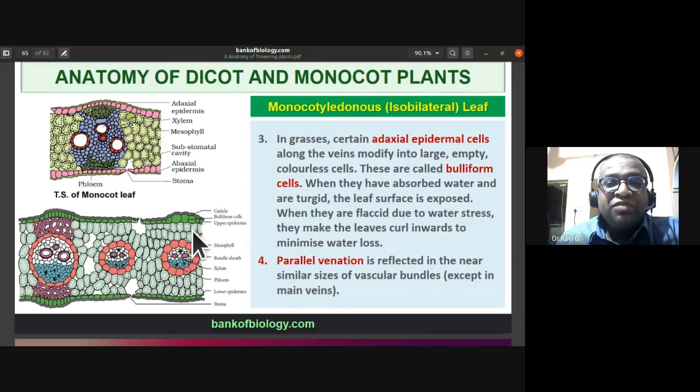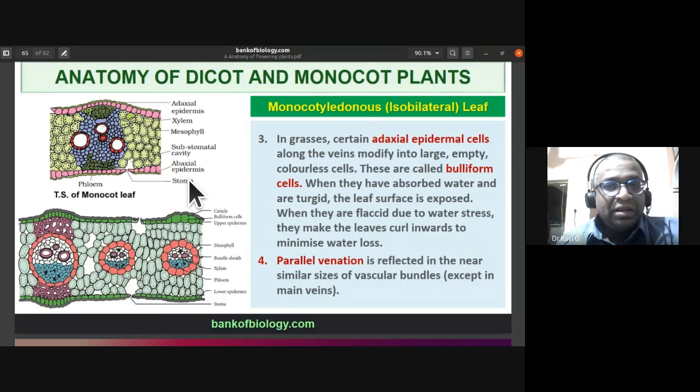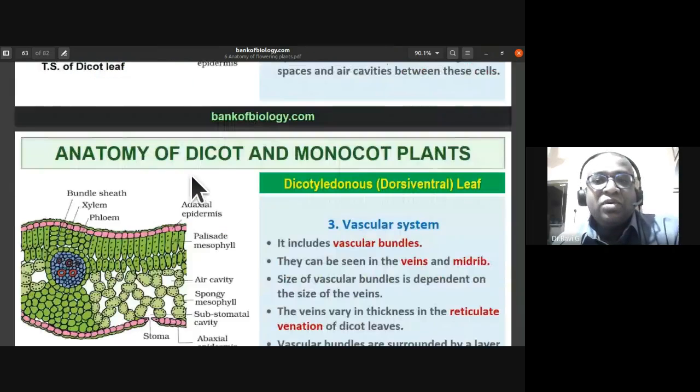We call them bulliform cells, and they bring about the rolling up of the leaf lamina. The leaf curling to minimize water loss is because of these bulliform cells. Whenever there is water stress, that is lack of water availability, the leaves roll up to avoid transpiration. So remember these things that we discussed today.